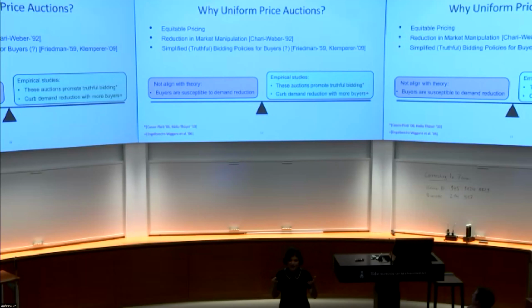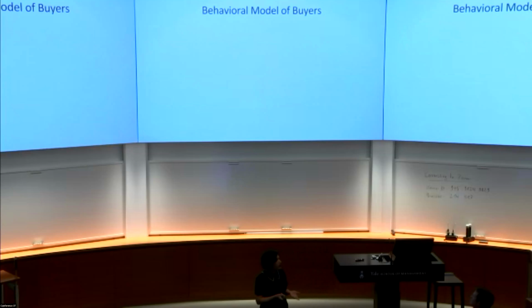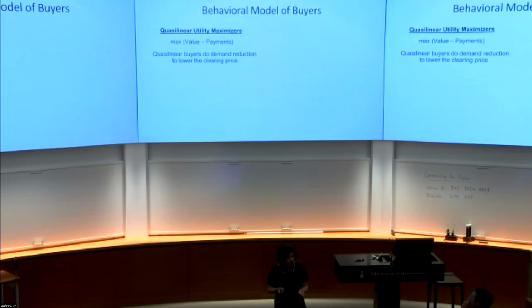In this work, we want to understand what's going on, why there is this conflict between theory and empirical studies. We believe that one of the reasons these two types of studies don't agree with one another is related to the behavioral model that people consider for the buyers in these auctions. In particular, as many of you know, in classical mechanism design, people assume that buyers are quasi-linear maximizers. They maximize total value minus total payment. If that's the objective they are looking for, it's easy to come up with an example where bidders try to do demand reduction. They try to be non-truthful in order to reduce their clearing price.